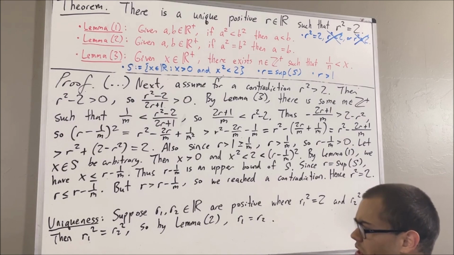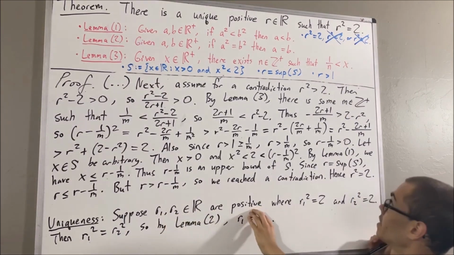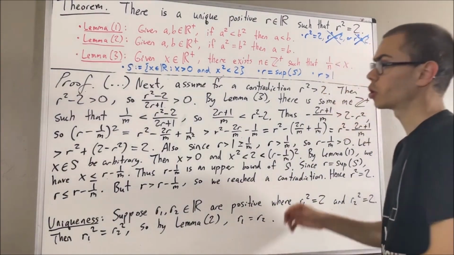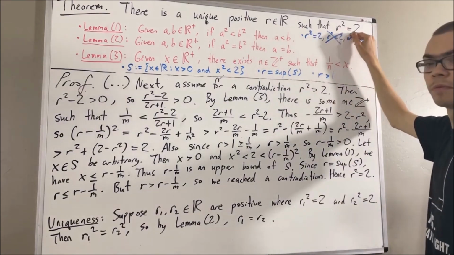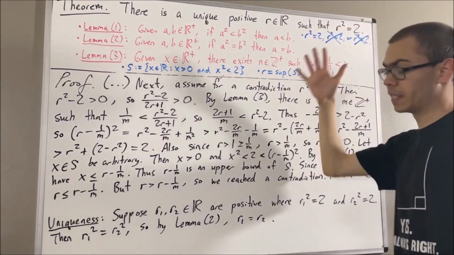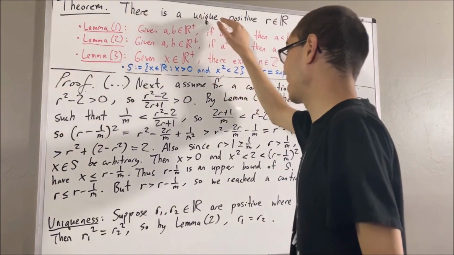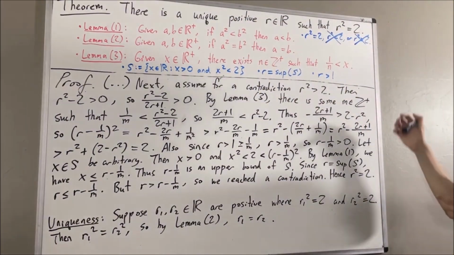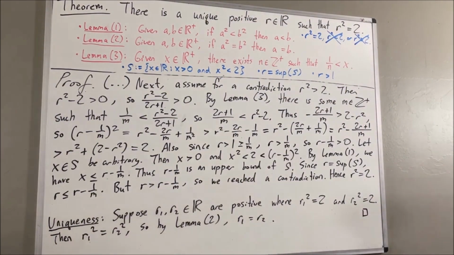So putting this together, we see that given any 2 positive real numbers that satisfy this condition, well, they must be equal. So there can only be 1 positive real number that satisfies this condition. So because we have proven existence and uniqueness, we have shown that there is a unique positive real number that satisfies this condition. And that's exactly what we wanted to prove. So this completes the proof. And so yeah, that's pretty much it for this video.